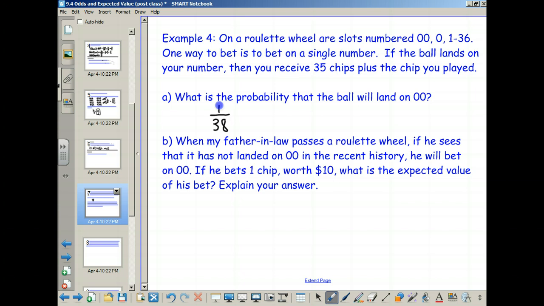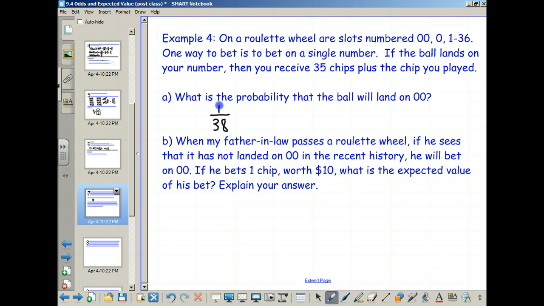And if he bets one chip, and we're going to say one chip's worth $10, what is the expected value of his bet? And explain your answer. Okay, so it also tells me, I skipped over the fact that at the very beginning, if the ball lands on your number, then you receive 35 chips plus the chip you played. So you get 36 chips back. Okay, so you give them one chip. If you win, they give you 36 chips. They give you 36 because they give you one back that you started with. So 35 extra than you had to begin with.